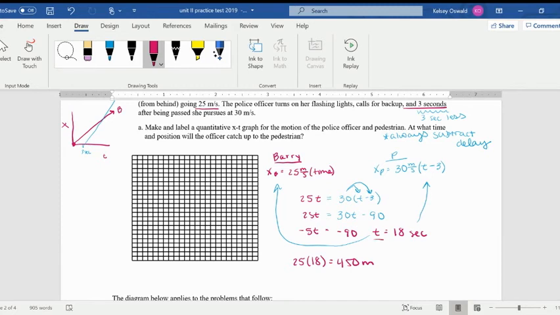All right. So we know they'll meet after 18 seconds at a position of 450. So here we can go ahead and make our position time graph because now we know the exact time and position our police officer and Barry Allen will meet at. So make sure you scale your axes so that you have equal numbers in between your positions and your times. All right, and we'll put position on our Y as usual and time on our X.